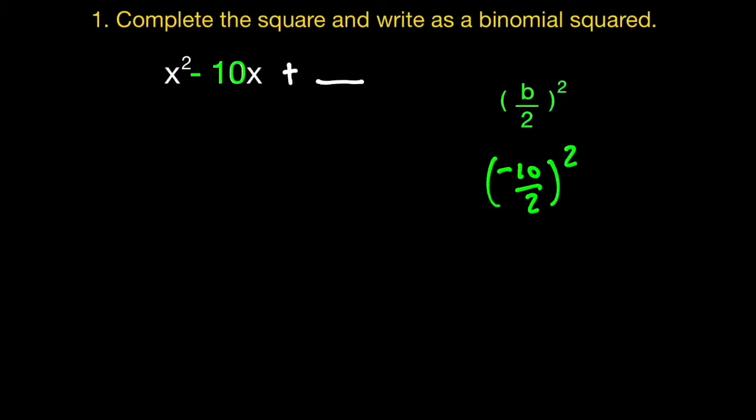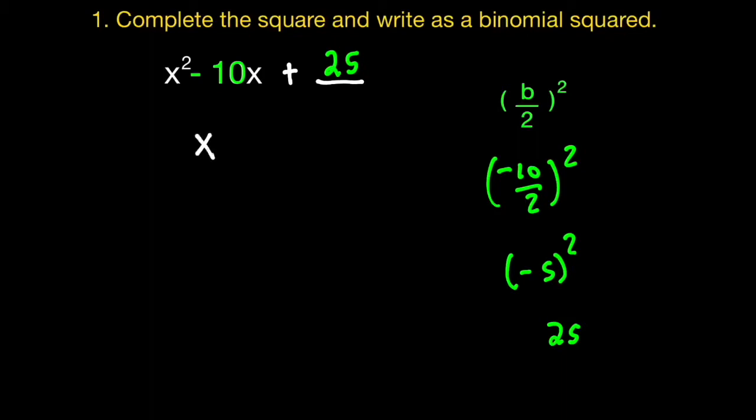I will begin by simplifying what's inside of the parentheses first. Negative 10 divided by 2 is going to give me a negative 5. And negative 5 squared, that's going to be a positive 25. In order to complete the square using these two terms, I need to add a value of 25. Now that I have the perfect square trinomial, I can exchange it for a binomial squared. And here's how I can do it.